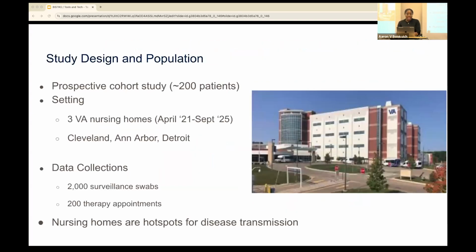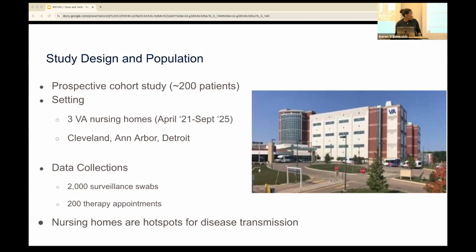And so this study has been going on since 2021, and it's still going on currently, and it involves hospitals in Cleveland, Ann Arbor, and Detroit, and the nursing homes just down the streets. And it has about 200 patients, and typically these are older individuals who have multiple comorbidities. And so they have about 2,000 surveillance swabs, right? Just the ones that you go on people's noses, on their body parts, and throughout different environments. And then you also have about 200 therapy appointments, so whether people are going through radiology or physical therapy or things like that.